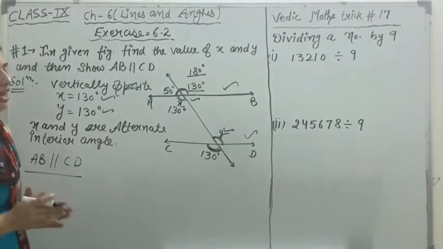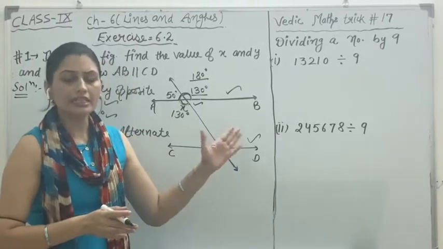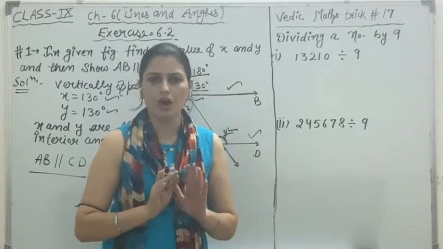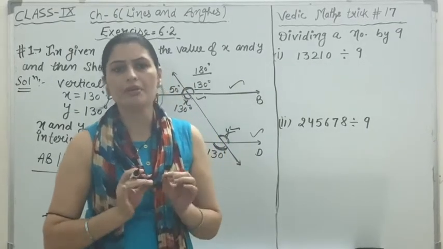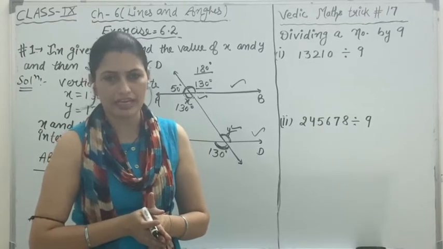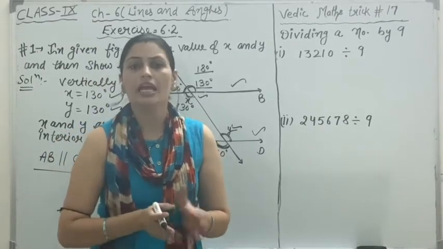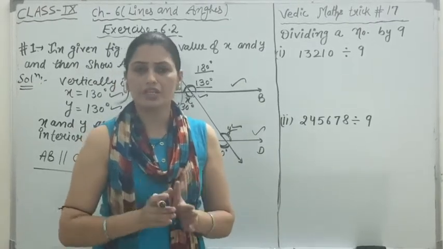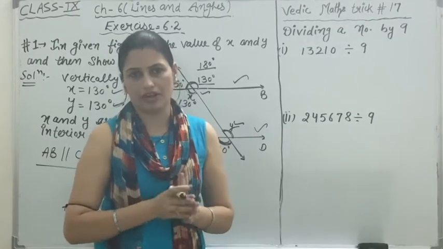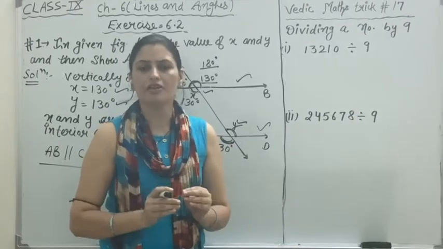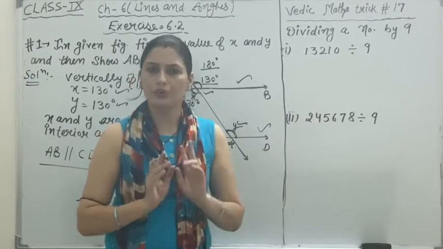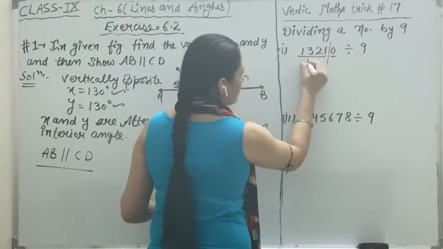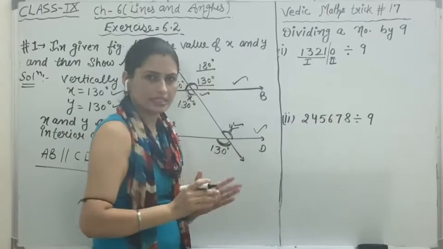Now it's time for Vedic Maths trick number 17. In this trick we will discuss dividing a number by 9 without dividing. Whether it is a 2 digit number or a 3 digit number divided by 9, in this trick we will discuss how you can divide any number by 9 without dividing. First, we divide the number into two parts, that is the last digit and the remaining digits. This is the first part and this is the second part.